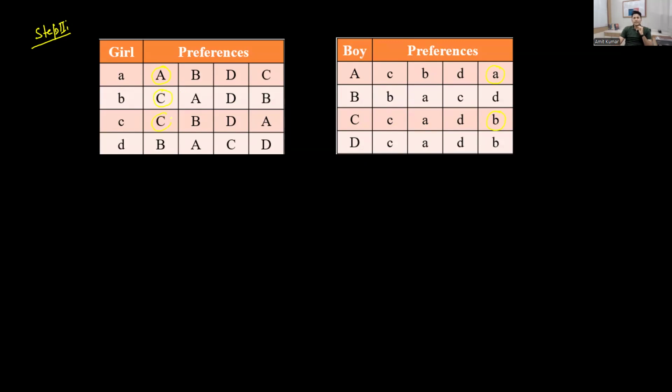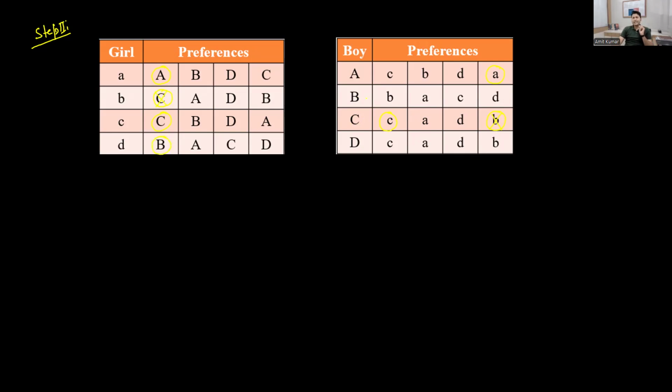Small c proposed to capital C, but capital C is already engaged. But as a rule, the point says that if an option comes which is better than the current one, it will be accepted. So C will accept this proposal and cross the earlier proposal. C was already engaged with B, but then what happened? Boy C got a better option. So this B to C also gets cancelled. Do remember we are supposed to cross from both tables. Moving to D, the first option for D is B.